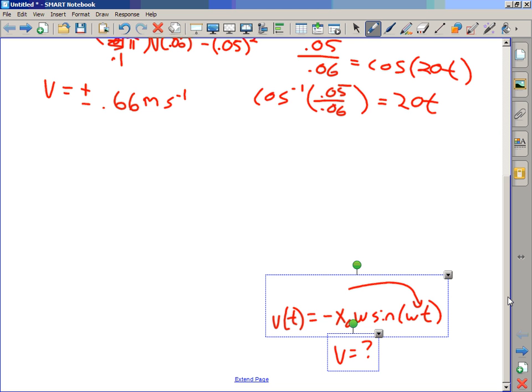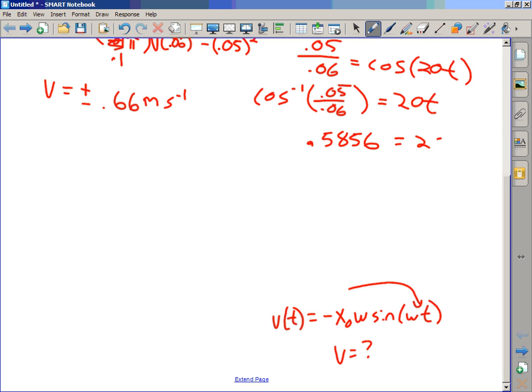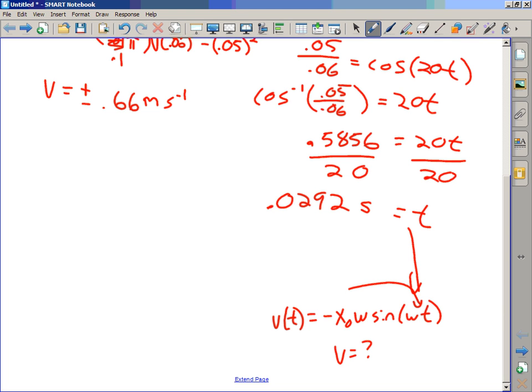Hannah, what'd you get? No, with this step right here. Got it? Plug it all in at once. Point what? 0.5856 equals 20t. Divide both sides by 20, and you get t equals 0.0292 seconds. Great. Now I take that time and I shove it in here for this time. Okay? It works then.